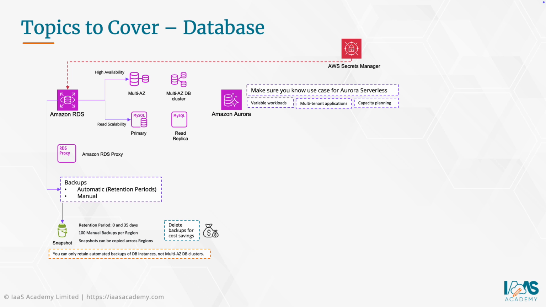Amazon Aurora, another service that's heavily tested in the database section on the exam. Make sure you know the use cases for Aurora Serverless. Things like variable workloads, multi-tenanted applications, and capacity planning is another key feature of Amazon Aurora.